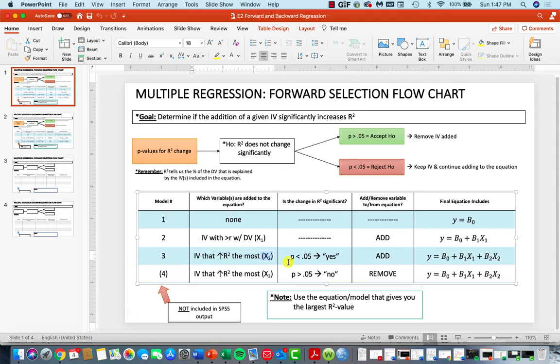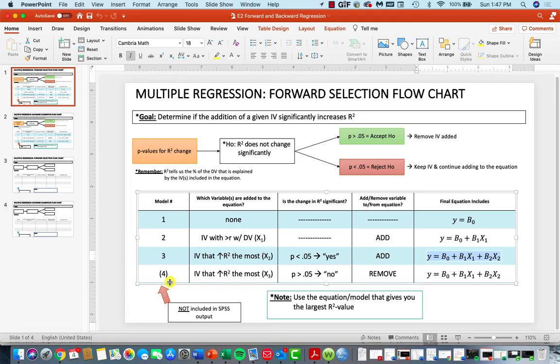Okay, let's say when we add this, the significance, or the p-value column for the r squared change, is going to be less than 0.05. So this would mean we do have a significant change in r squared. That means we would keep that variable in the equation. So then we end up with this version where we have our first variable, which significantly added to r squared, and our second variable, which significantly added to r squared.